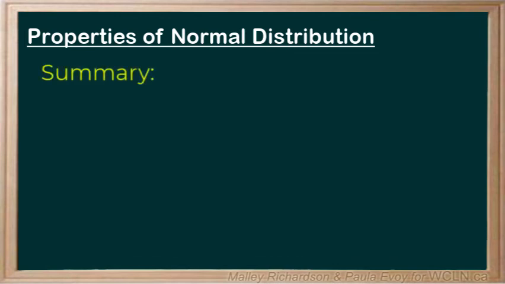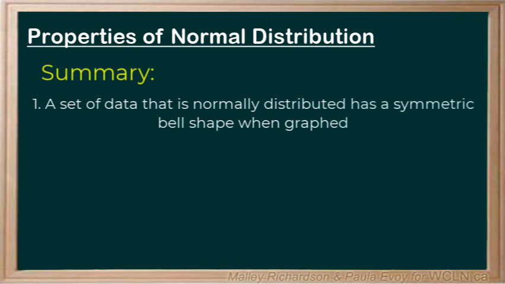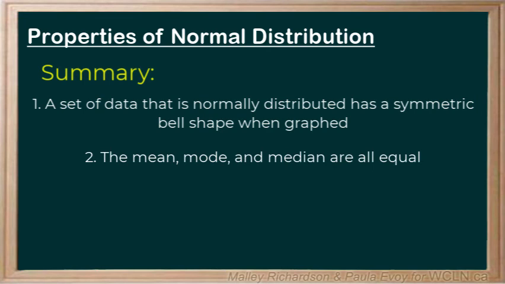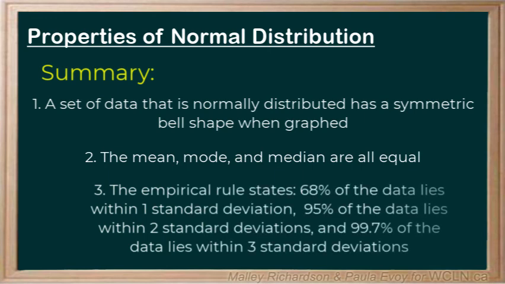Now let's summarize our past few lessons on what we've learned about the normal distribution. We know that a set of data that is normally distributed has a symmetric bell shape when graphed. Generally, measurements of living things such as mass, height, and lifespan have this type of distribution. The mean, mode, and median of a normal distribution are equal. And we've just learned the empirical rule, which states 68% of the data lies within one standard deviation, 95% of the data lies within 2 standard deviations, and 99.7% of the data lies within 3 standard deviations.